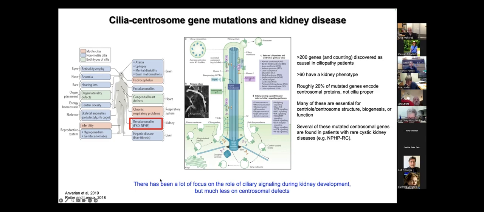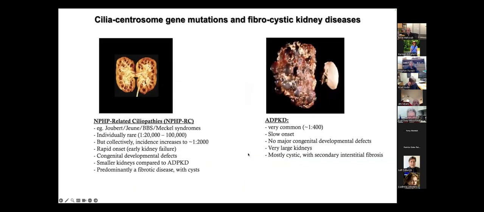So as I mentioned earlier, there's been a lot of focus on the role of cilia and ciliary signaling and cilia function in kidney development and disease, but much less about centrosomal defects and how they disrupt kidney development and how they drive disease phenotype. So that's what we have been focusing on in my lab. And I don't need to introduce this slide too much to this audience.